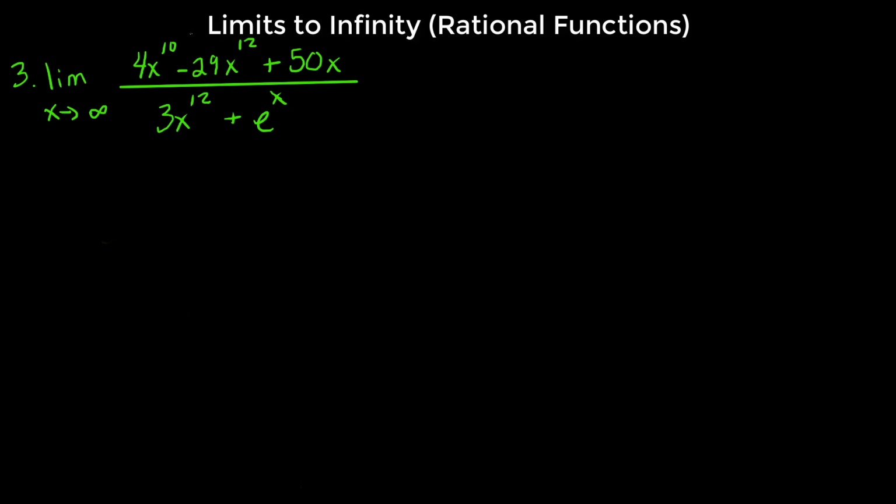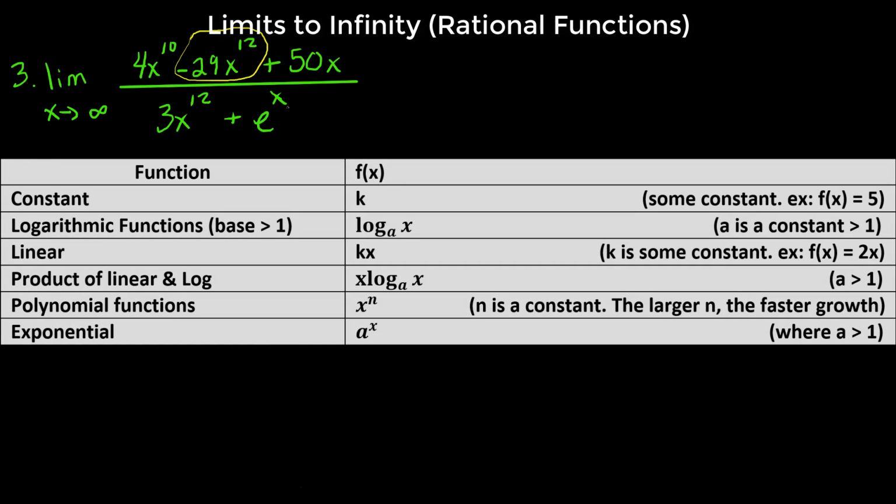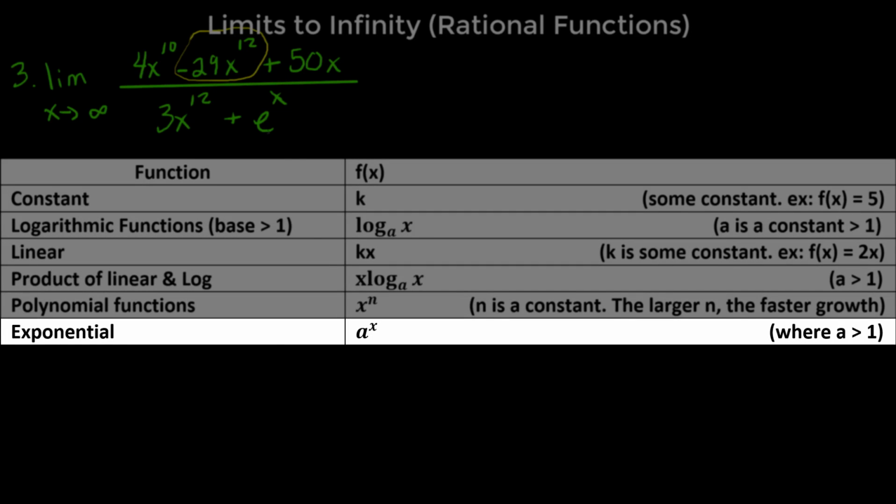So this negative 29 x to the 12th power is my fastest growing term in the numerator. In the denominator, we have 3x to the 12th power, which is a very nice term. And then we have e to the x. Well, let's go ahead and consult that chart one more time. Remember, exponential functions grow the fastest when the base is more than 1. e is the natural number. It's approximately 2.71, and therefore it's more than 1.